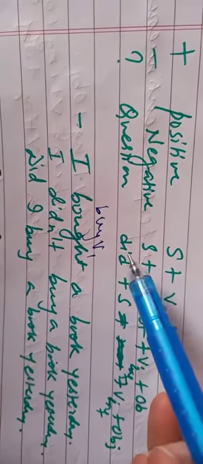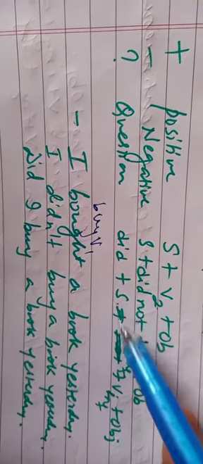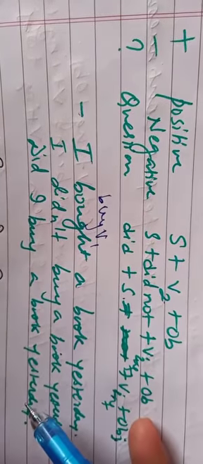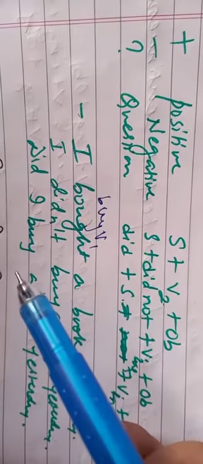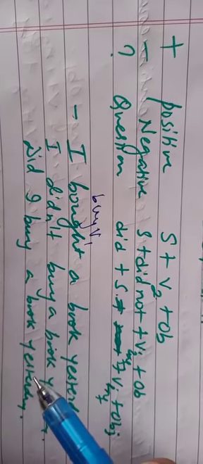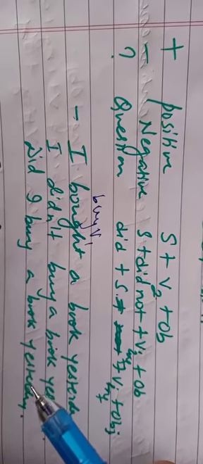Okay, then when you ask a question: did plus subject plus V1 form and the object. Did I buy a book yesterday? Okay, and if you have to ask a negative question: didn't I buy a book yesterday? So this is how sentences are made using the simple past tense.